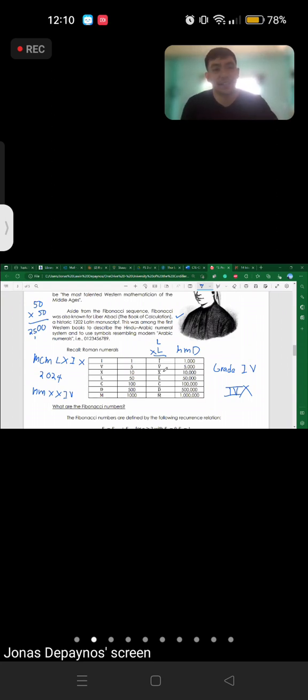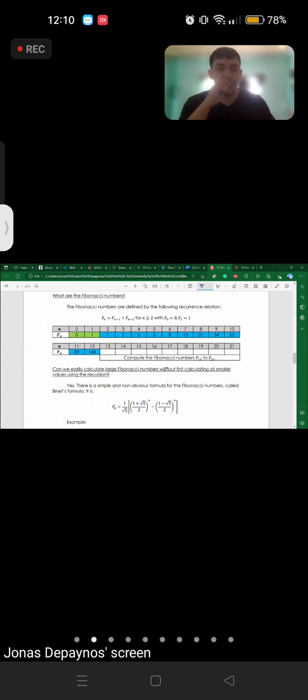Now, what are the Fibonacci numbers? The Fibonacci numbers are defined by the following recurrence relation. F sub n equals F sub n minus 1 plus F sub n minus 2, wherein n is greater than or equal to 2 with F sub 0 equals 0 and F sub 1 is equal to 1. For the Fibonacci numbers, F sub 0 is always 0. Why? Because we always start with nothing. And then from nothing comes 1.